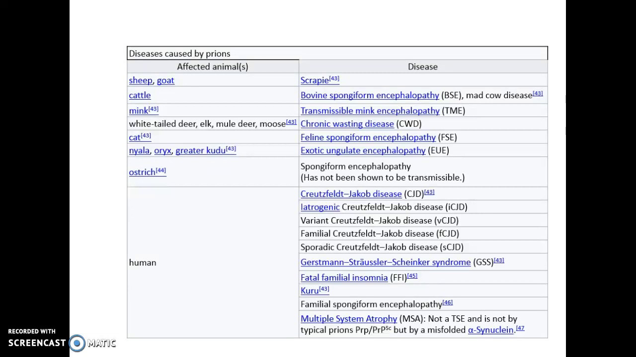Other animals are affected. There's the mink, and this is an encephalopathy as well. And the encephalopathy is just indicating its brain. There's pathology that's going on in the brain, and basically holes are created by the presence of the prion proteins.